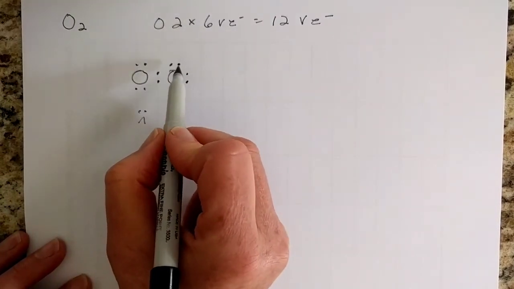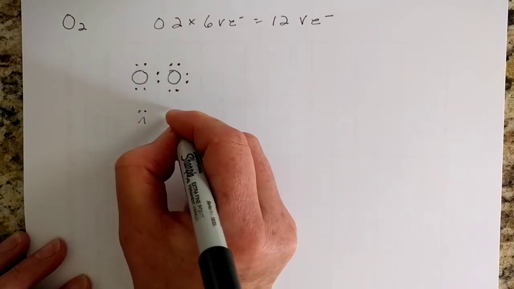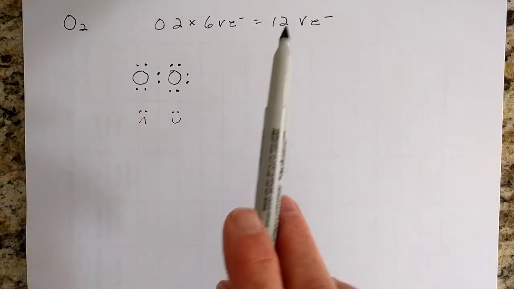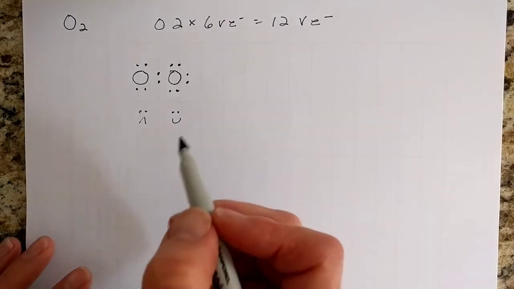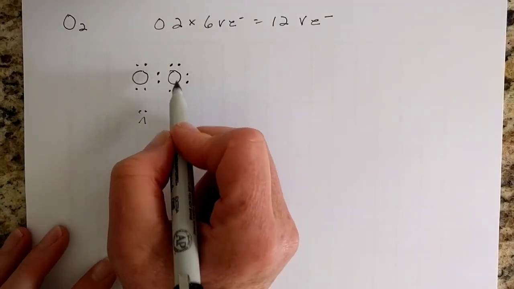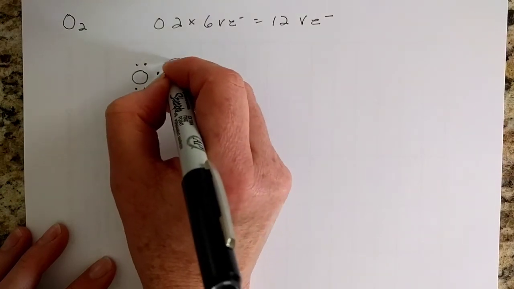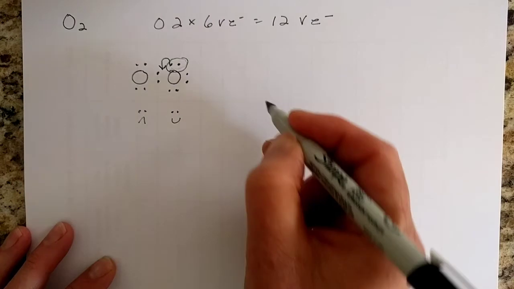This oxygen has 1, 2, 3, 4, 5, 6, 7, 8. This oxygen is fine. This oxygen has the octet. So we only have 12 valence electrons. We can't just add 2 electrons over there. We don't have them. We only have 12. So what we're going to do is take 2 electrons from our oxygen that's happy, and we're going to move them into the middle so that they can be shared.